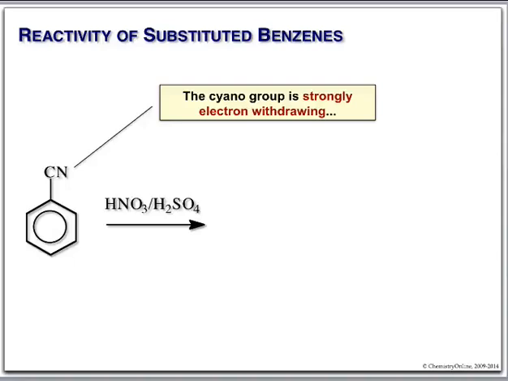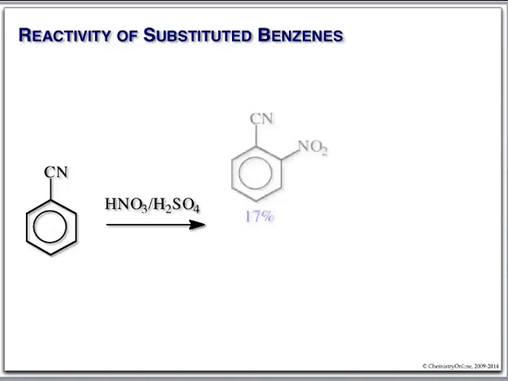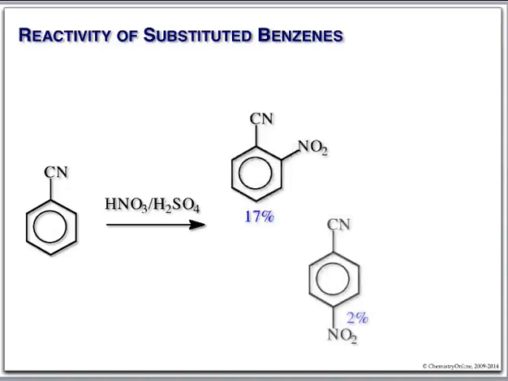The orientation, however, the regiochemistry, in this reaction: only 17% is ortho, 2% is para, 80% is meta. So when you have a deactivating substituent, our orientation isn't ortho or para, it directs meta to itself.